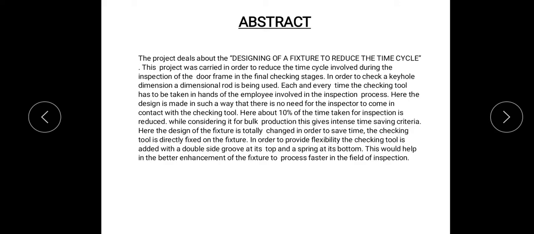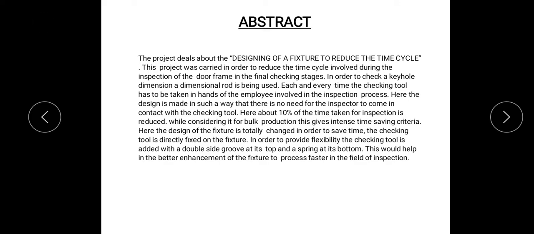Here, about 10% of the inspector's time is reduced. While considering bulk production, it gives an intense time saving criterion. Here, the design of the fixture is totally changed in order to save time. The checking tool is directly fixed to the fixture. In order to provide flexibility, the checking tool is added with a double sided groove at its top and a spring at its bottom. This would help in the better enhancement of the fixture to process faster in the field of inspection.